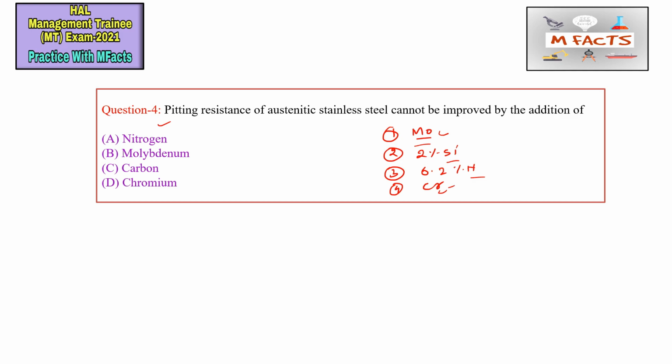So molybdenum, silicon, nitrogen, and chromium. From here we can eliminate those options. Nitrogen is in our list, molybdenum is in our list, and chromium is in our list. So carbon cannot be added to improve the pitting resistance of austenitic stainless steel. These are the elements we use for avoiding pitting corrosion.